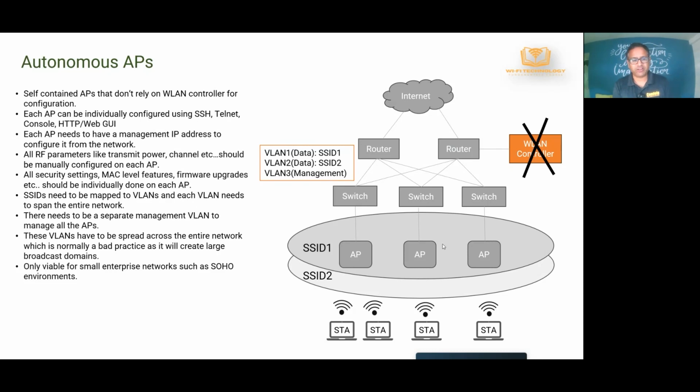Okay. Now, the disadvantage with autonomous APs is, of course, that the configuration part can be very cumbersome. But the other disadvantage is that you have these VLANs that we are creating, these data VLANs and management VLANs, that are spreading across the entire network. So the same VLAN 1, which is the same SSID, is across all physical access points. So you need to spread these VLANs across the entire network, and that is normally considered a bad practice, which can create large broadcast domains, and basically you'll have spanning tree protocol issues and things like that over a network like that.